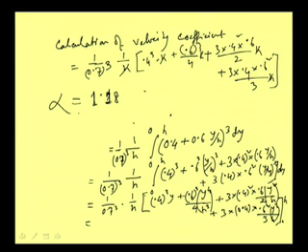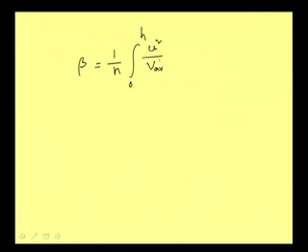Similarly, for beta also we can calculate in the similar way. Coming straight away, say beta is equal to, we can express it as 1 by h directly, integration from 0 to h, then u square by v average square into dy, that we can write directly in this form.